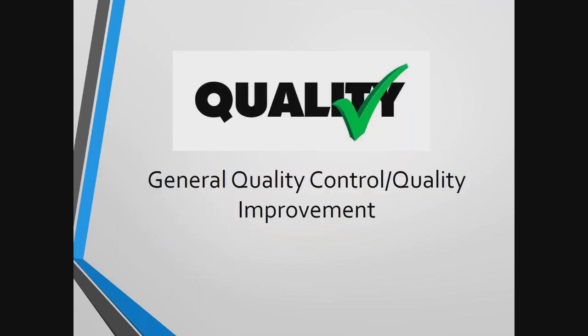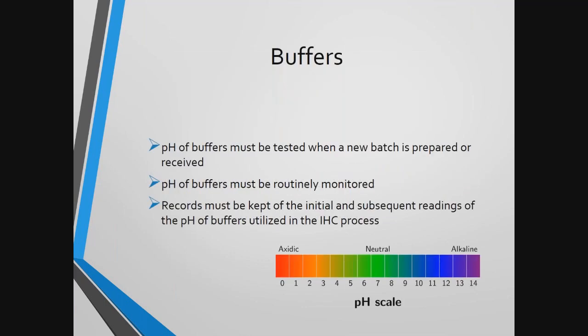So the next topic we're going to discuss is general quality control and quality improvement when it comes to the process of immunohistochemistry. We're going to talk first about the buffers utilized for IHC. So the pH of the buffers utilized for IHC testing must be tested whenever a new batch is prepared or received, and they must also be monitored on a regular basis to ensure the pH remains within acceptable limits. As with everything else, this monitoring must be documented on some sort of quality control sheet or in a logbook to show that the testing was performed and that the results were all acceptable.